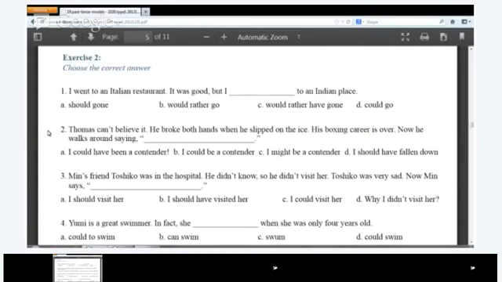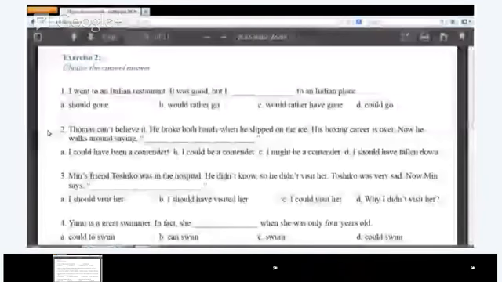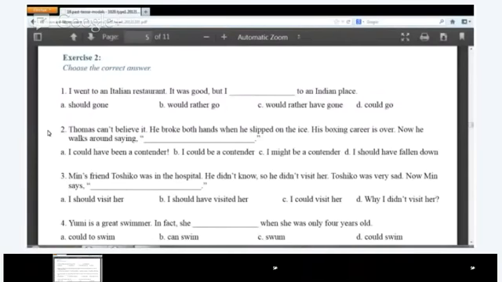Thomas can't believe it. He broke both hands when he slipped on the ice. His boxing career is over. Now he walks around saying, I could have been a contender. I could be a contender. I should have fallen down. I could have been a contender.